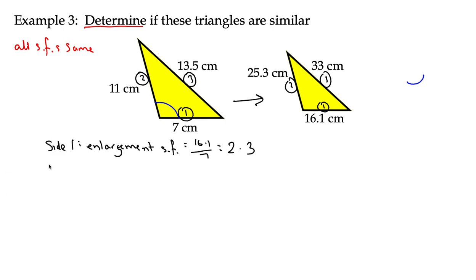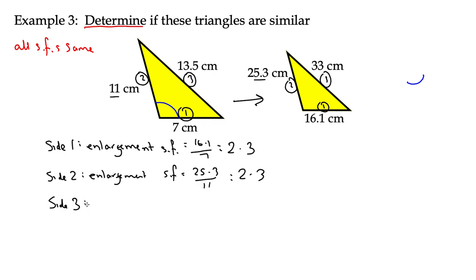So we don't have anything to compare it to. Let's have a look at side 2. So we're going to use 11 and 25.3. The enlargement scale factor here is 25.3 divided by 11. And if I do that on my calculator, I've already got a wee hunch that it's 2.3. There we go. Good. So we're looking good here. We've got identical scale factors. So if side 3 has the same scale factor of 2.3, then the triangles are indeed similar.